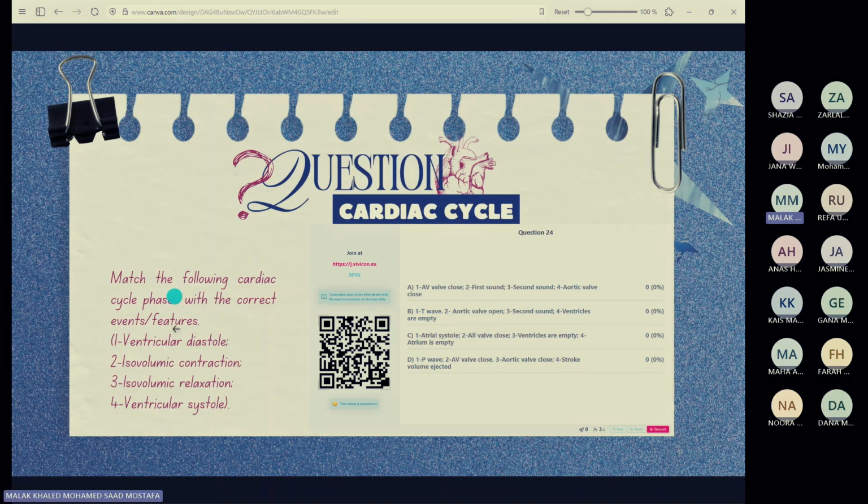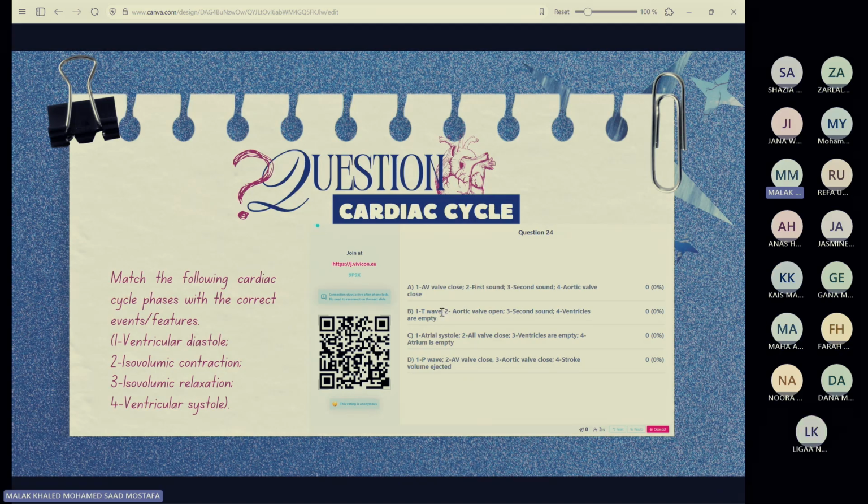So the answer for this question is, okay, your P wave and then your AV valve closes and then your aortic valve. Okay, so ventricular diastole will match with the, okay, yeah, you got it right. Okay, no, wait, no, you didn't get it right. It's D, not B. What is B? T wave. T wave has nothing to do with the atria, right?